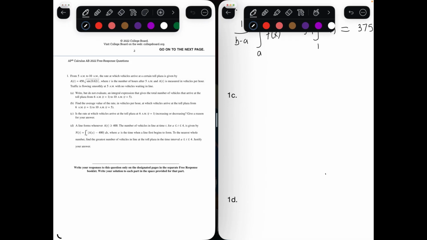So it says the rate at which vehicles arrive at the toll plaza at 6 a.m. It's asking if the rate is increasing or decreasing at t equals 1. And it says to give a reason for your answer.